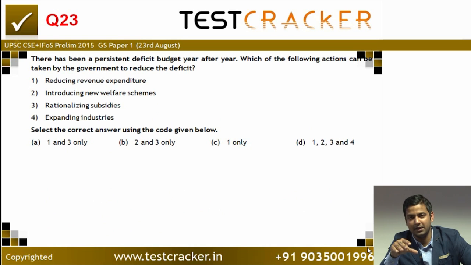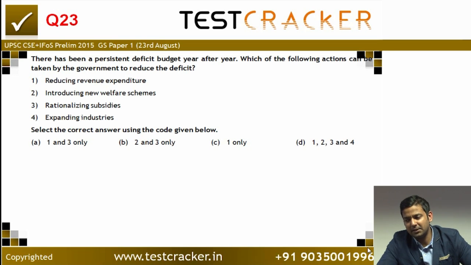Deficit is going high. And what is deficit? Deficit is expenditure minus revenue. Expenditure minus revenue is going high. If you have to decrease this deficit, what do you need to do? Either you reduce expenditure, or you increase revenue, or do both, right? Even before you read statements 1, 2, 3 and 4, this should come to your mind.